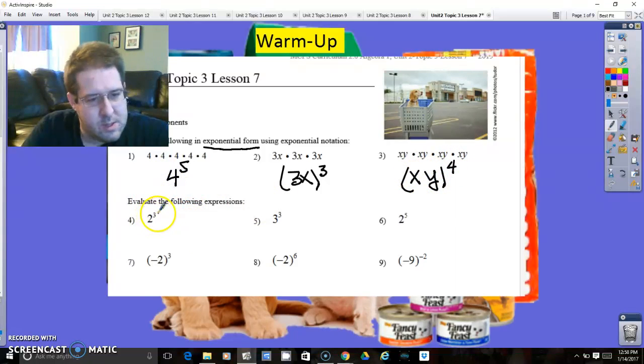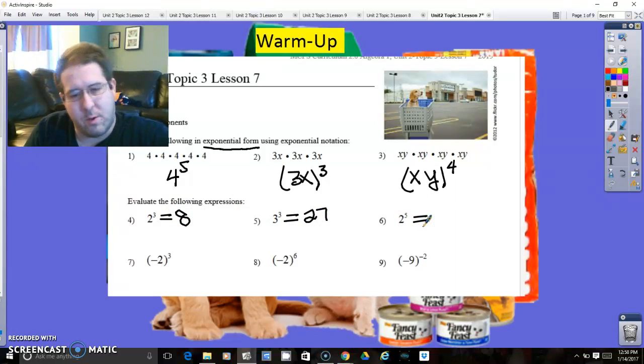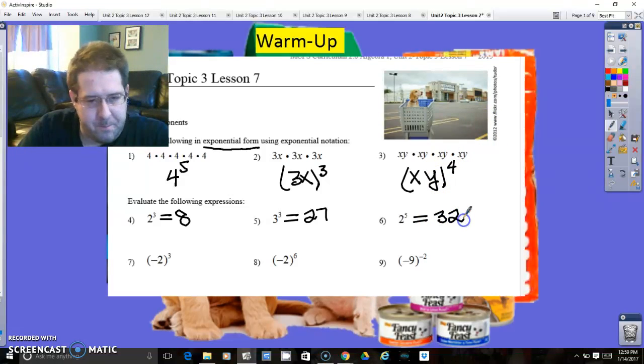2 to the 3rd power, so now we're evaluating, so we're going to change it to what's called standard form. 2 to the 3rd power, 2 times 2 is 4, times 2 is 8. 3 times 3 times 3 is 27, and 2 times 2 is 4, times 2 is 8, times 2 is 16, times 2 again is 32.